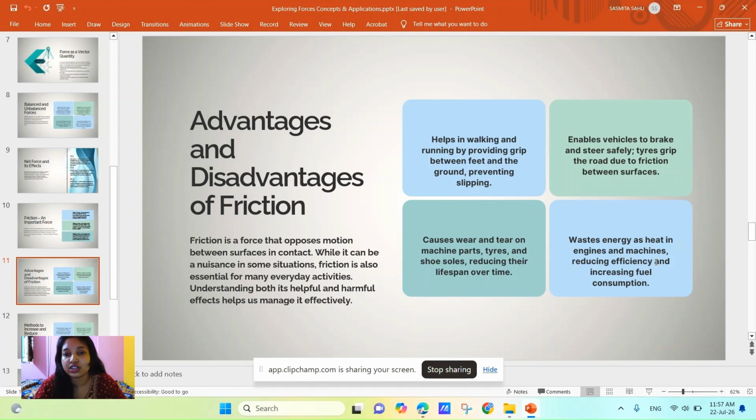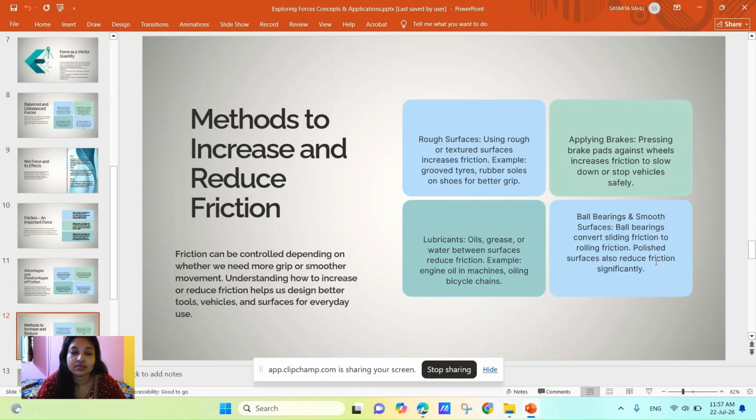Helps in walking and running by providing grip between feet and ground, preventing slipping. Causes wear and tear on machine parts, tires, and soles, reducing their lifespan over time. Enables vehicles to brake and steer safely. Tires grip the road due to friction between surfaces. It wastes energy as heat in engines and machines, reducing efficiency and increasing fuel consumption.